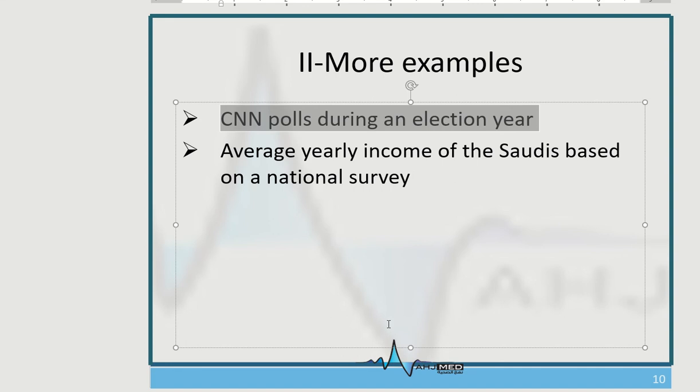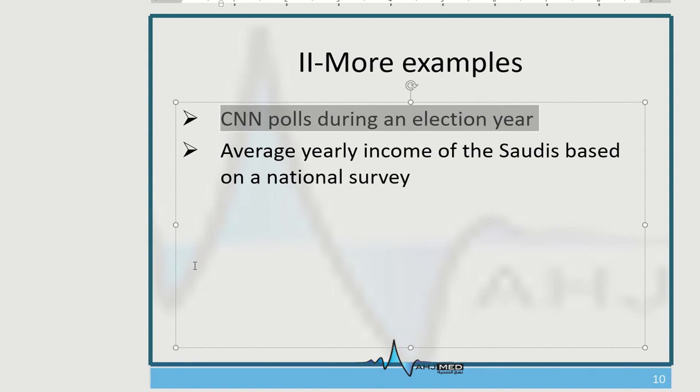If we're thinking about the US, the population of interest is US citizens above a certain age, meaning that they actually can vote. That would be your population. And a sample would be, let's say, 1,000 people that CNN called and asked if they're going to vote or not, and whom they're going to vote for.